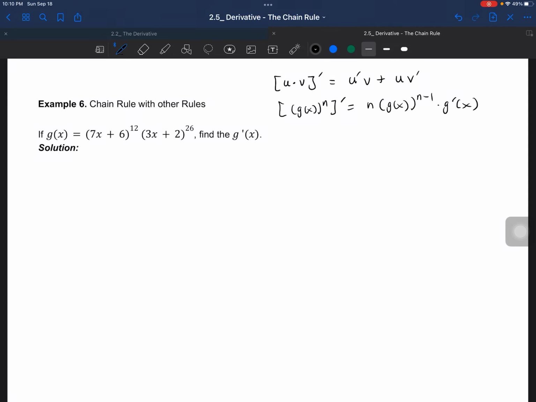All right, so let's try this example. We are finding the derivative of g, and we have to use chain rule in this case, but we also have to use other rules. So let's digest this problem and see which rules we need to use, and hopefully lay down a strategy for us to find the derivative of this.